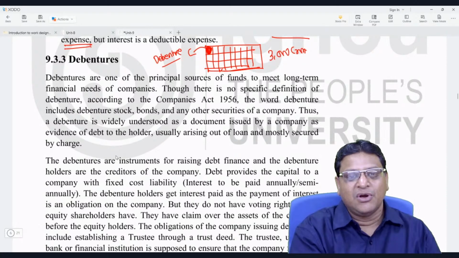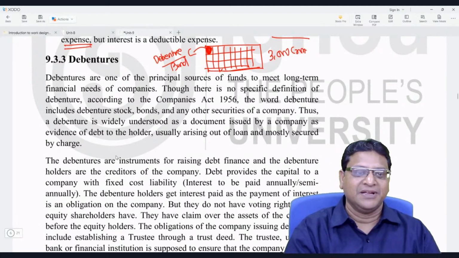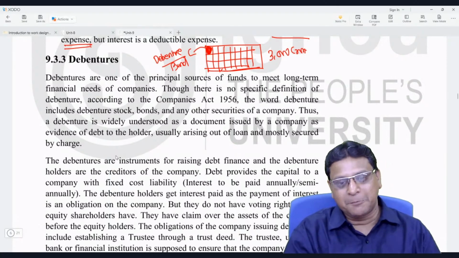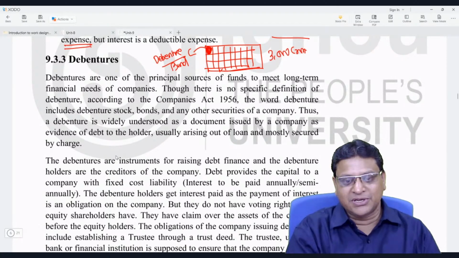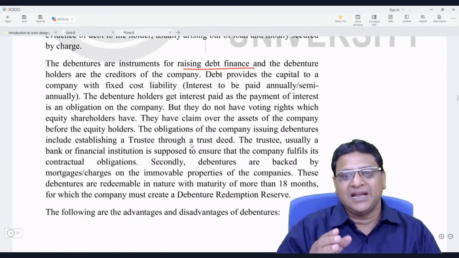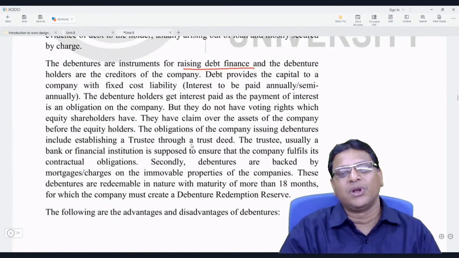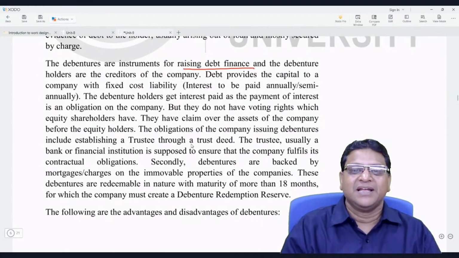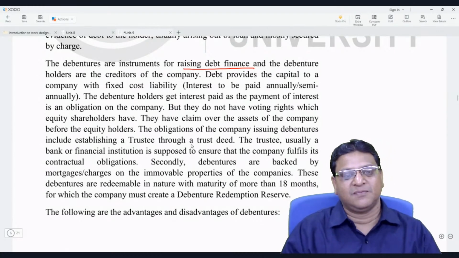The debenture or bond holders are the creditors of the company. Debenture is a part of the loan capital of the company. A debenture is an instrument for raising debt finance or loan finance. If a company wants loan finance, it can segregate the loan into smaller and smaller parts and sell it in the market in the form of debentures.